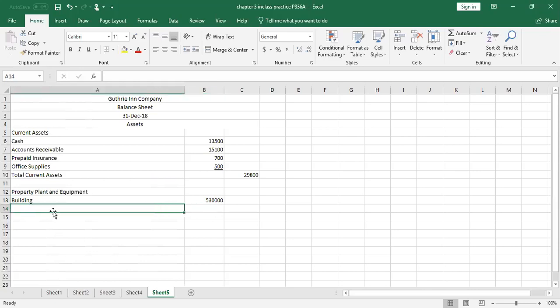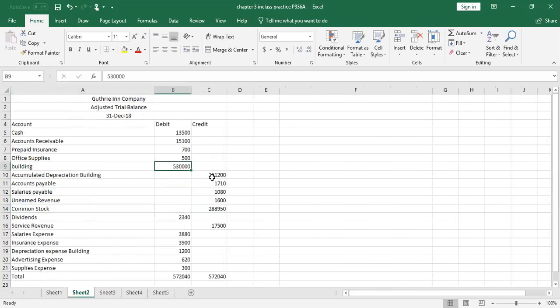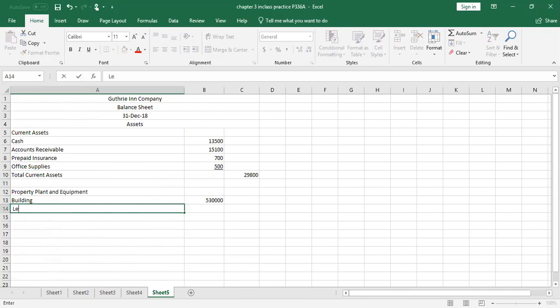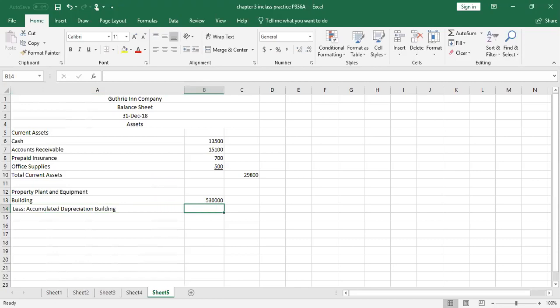Now here's where you see the magic of a contra account. Remember, anytime we record depreciation expense on that building, we don't credit the building account directly. I'll come back over. We credited this contra account, and it has a credit balance in it. Well, now we're going to subtract that credit balance when we report the building on the balance sheet.